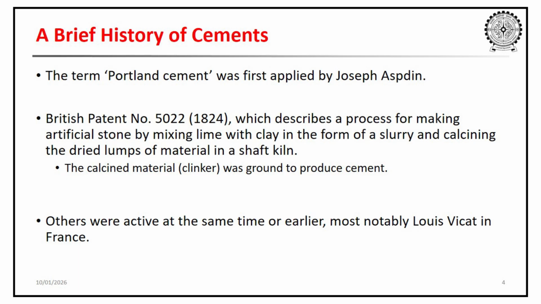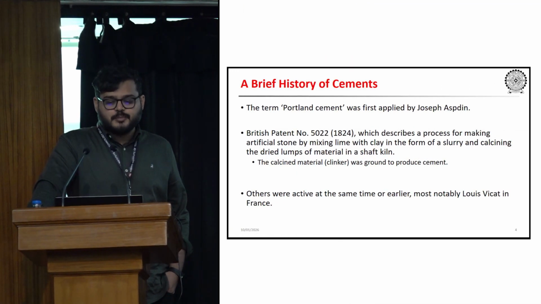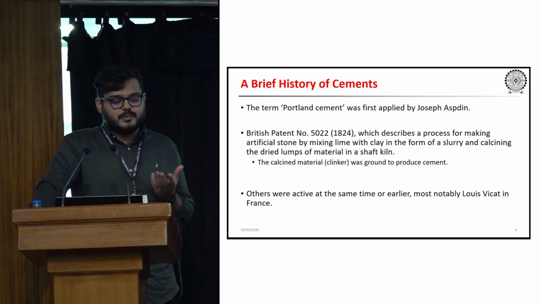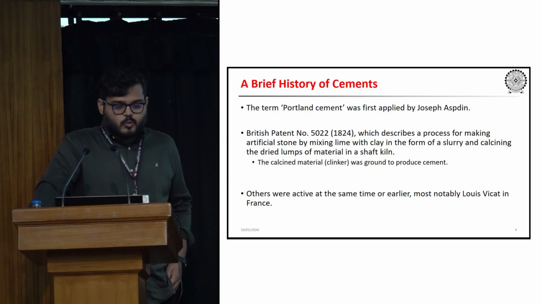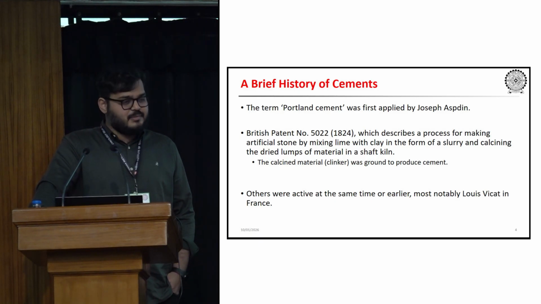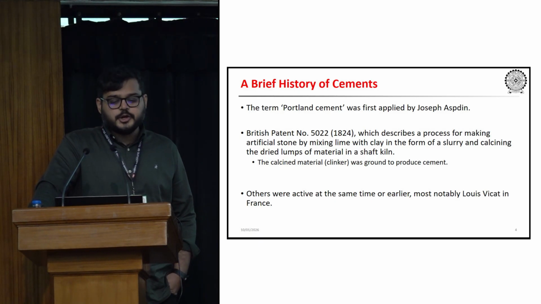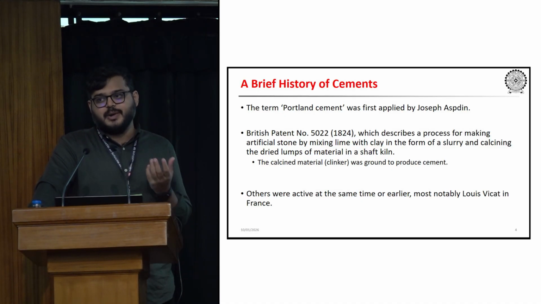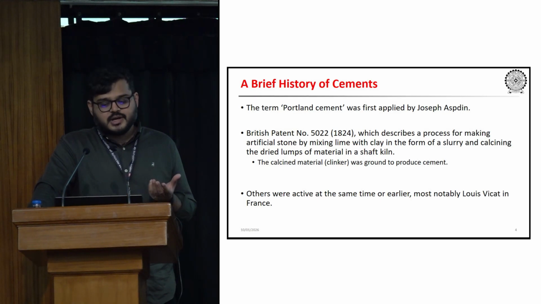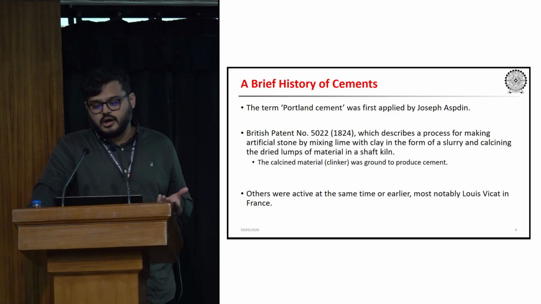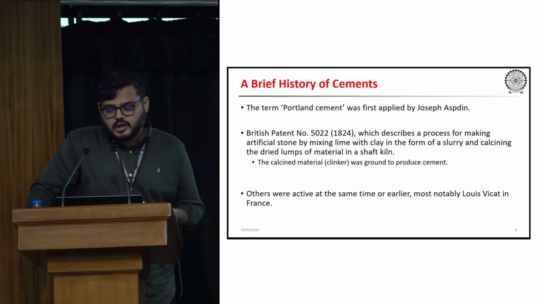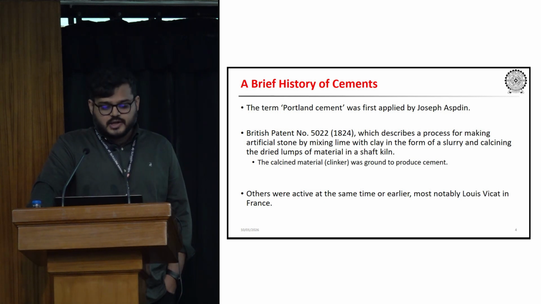His British patent number 5022 describes a process for making an artificial stone by mixing lime and clay in the form of a slurry and calcining the dry lumps of the material in a shaft kiln. Right? So what he did was make this calcined material called clinker, and he ground it to produce a cement. Of course, the name Portland cement comes from the fact that the hardened material, or the stone which you are getting, resembled a very commonly found limestone, Portland stone in Dorset, and that is how the name Portland cement comes in.